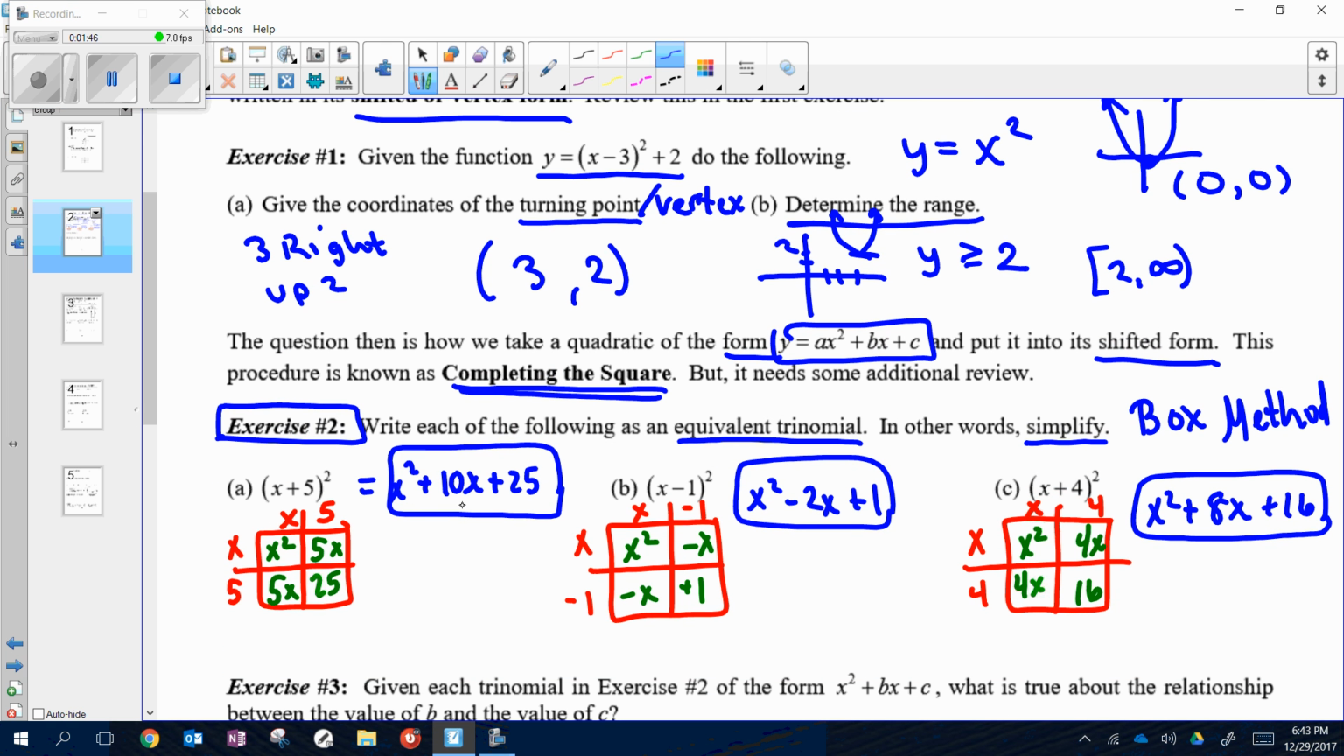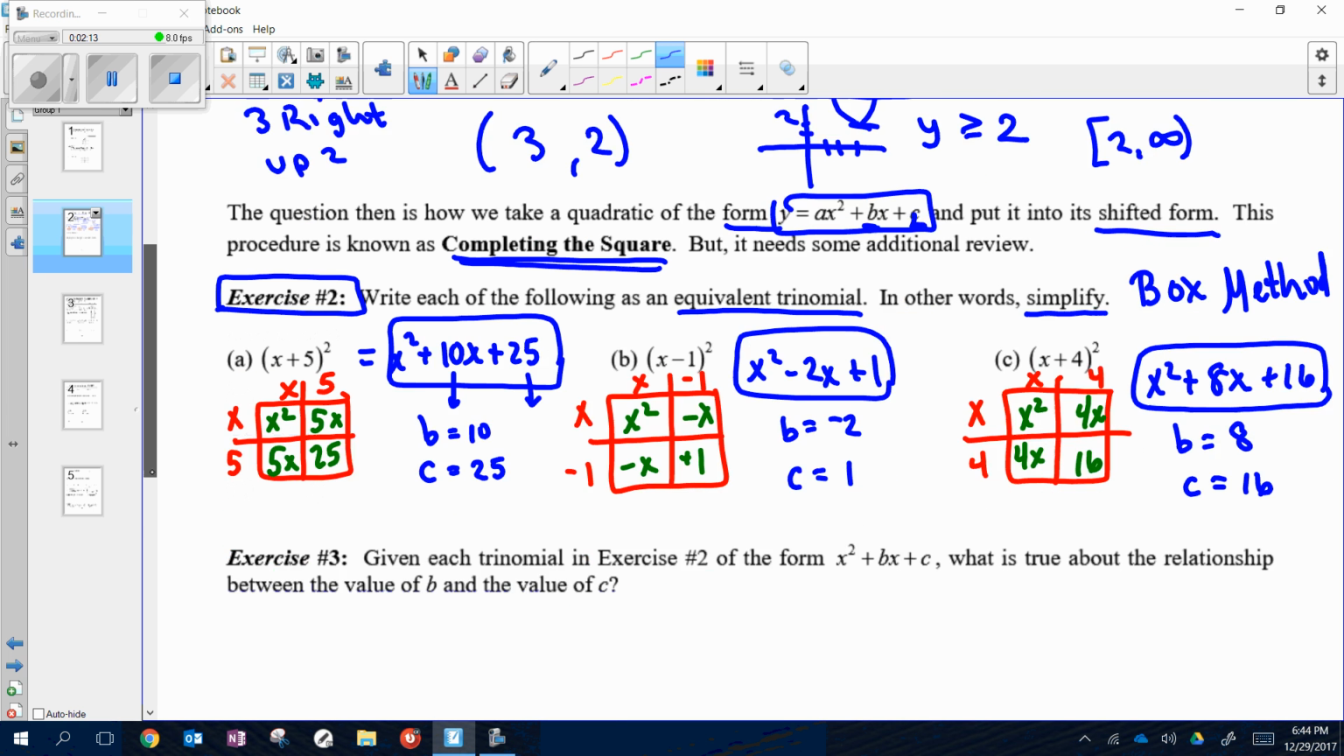I have x squared plus 10x plus 25. So if you look at the form, b is 10, c is 25. I'm looking at the b and the c from the trinomial form, from standard form. Here b is -2 and c is 1. And here b should be 8 and c should be 16.